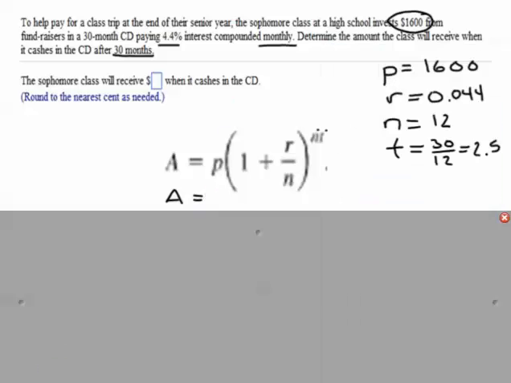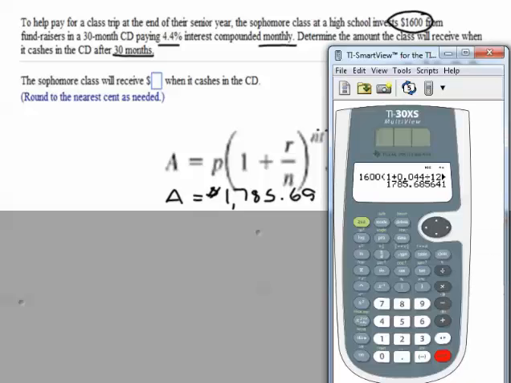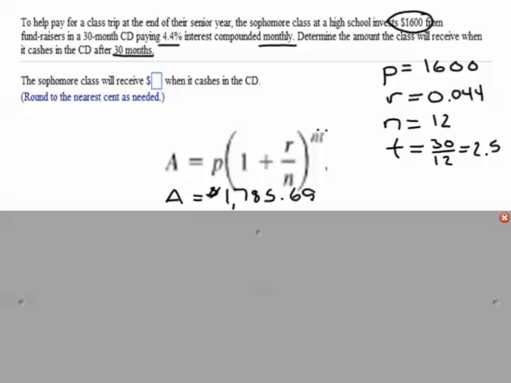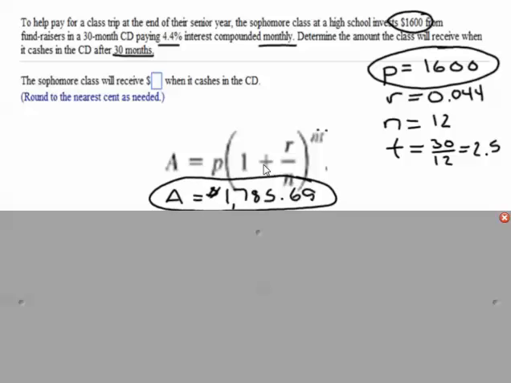So their balance in their account was $1,785, and I believe I said 69 cents because we had to round up. So at the end of their senior year, they won't have $1,600 anymore. They did gain some interest, and their balance is now $1,785.69 when they cash in that CD after 30 months.